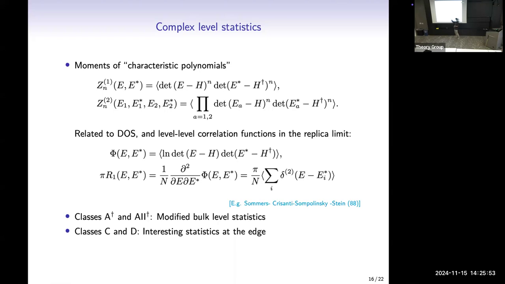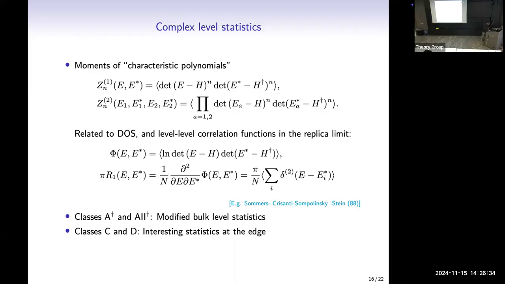Since it's non-Hermitian random matrix theory, we extend the definition of a characteristic polynomial a little bit by introducing the second factor, determinant of E star minus H dagger. The reason we want to add this part is that if you take these pairs, E minus H and E star minus H dagger, it is naturally related to the spectral density or level-level correlation functions on the complex plane. So we just need to define things slightly differently. This is the object of central interest.